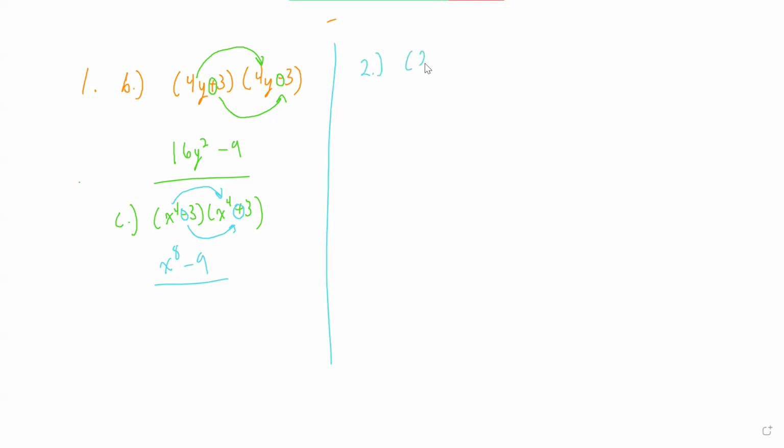We have 2x squared plus 6, and then we have 2x squared minus 6. Again, both exactly the same, just one with a plus, one with a minus. Forgot to put parentheses. So then I just do 2x squared times 2x squared and get 4x to the fourth, and then do 6 times negative 6 and get negative 36.